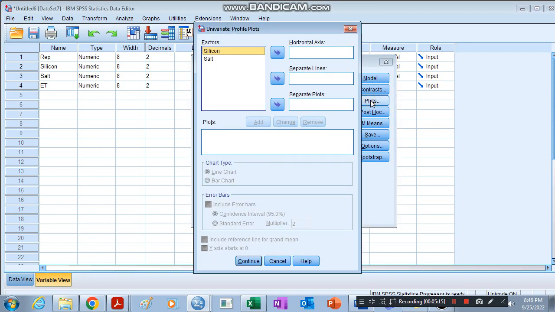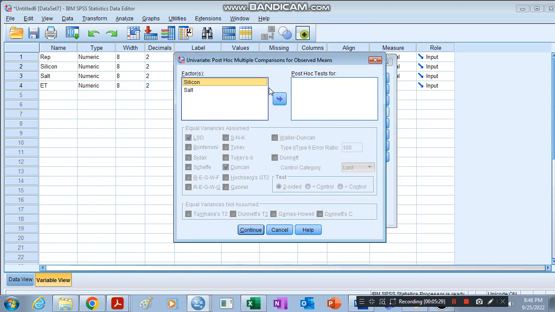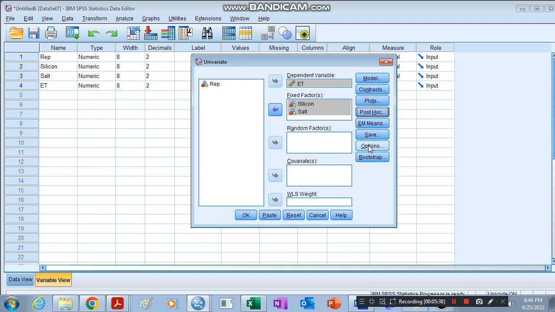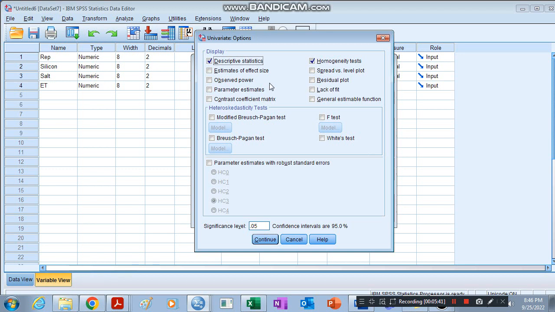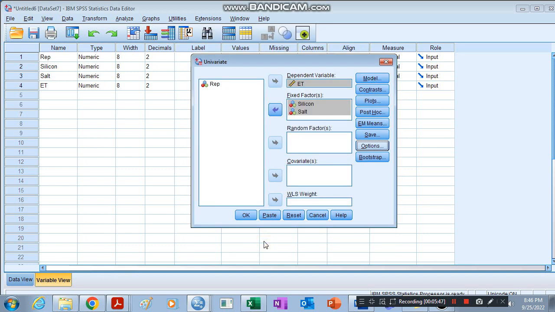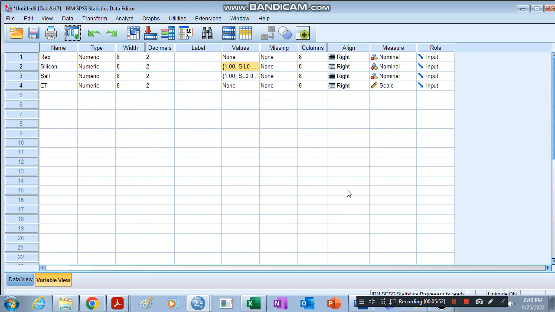Then we go to Plots. We can put our salt factor on the horizontal axis, then silicon in separate lines, then Add, Continue. For Post Hoc, we select both of our factors, then we highlight LSD and Duncan tests. Then we go to the Options menu, where descriptive statistics and homogeneity tests have to be highlighted, then Continue. Then we click OK. We are now analyzing our experiment.